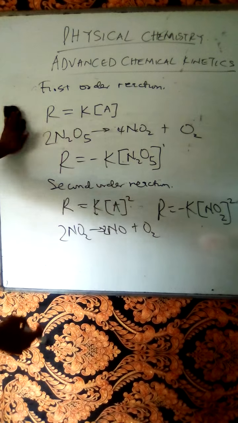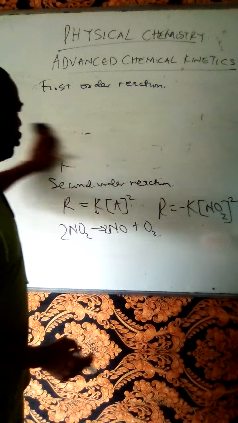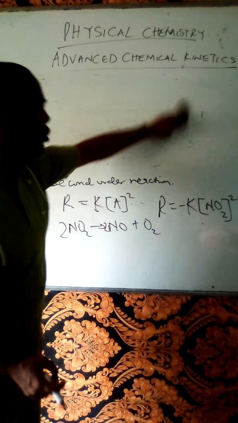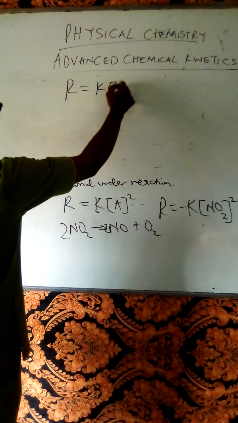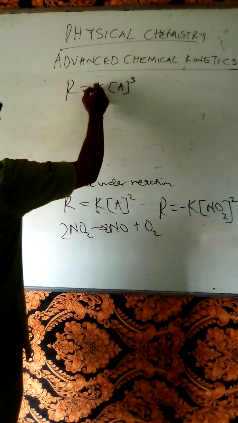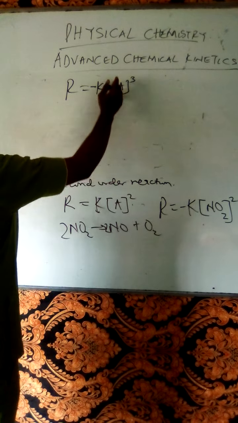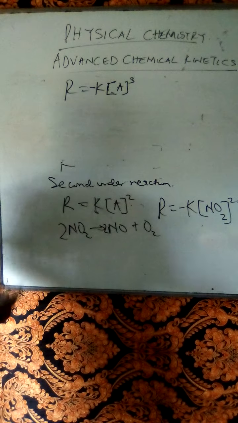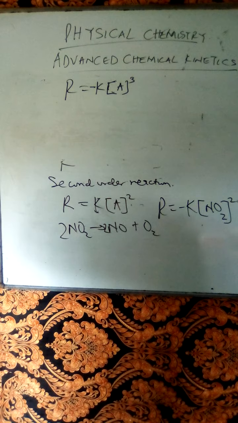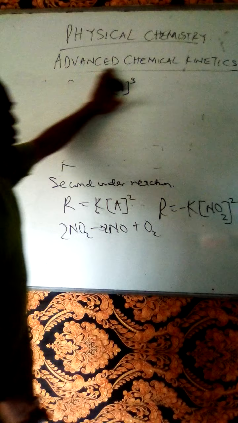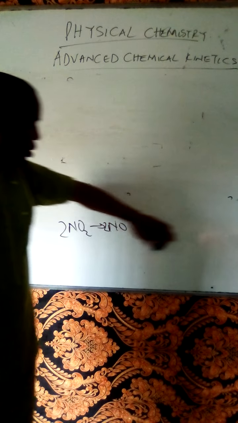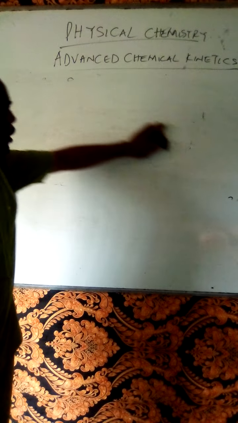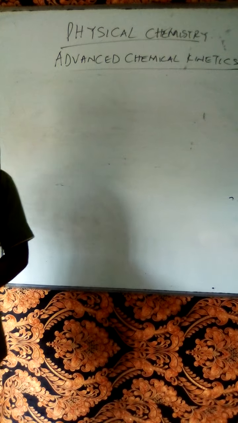Then we have third order reaction, where the rate of reaction varies directly to the concentration of the substance raised to power 3. That is third order reaction. We also have fractional order reactions in chemistry. Having done that, we are now going to look at how we can determine the order of reaction from experimental data. We will take an example.